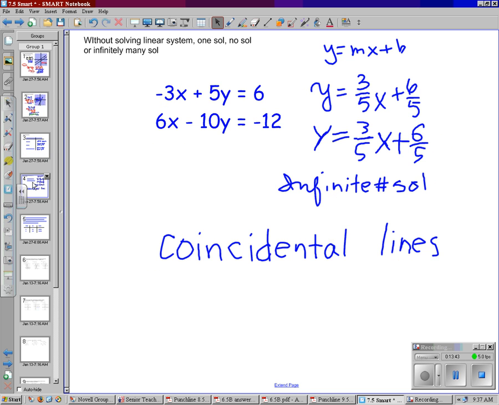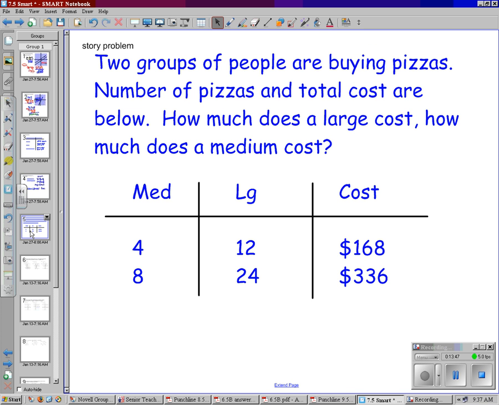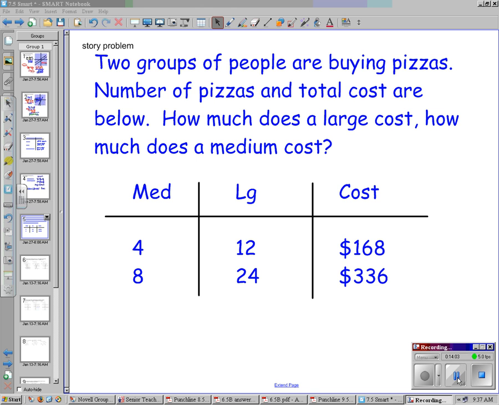All right, we've done that where we solved, and here we have a story problem. Two groups of people are buying pizzas. The number of pizzas and total cost are below. How much does a large cost and how much does a medium cost? You guys should be able to set up equations for these. Would you go ahead and work with your partner and solve?